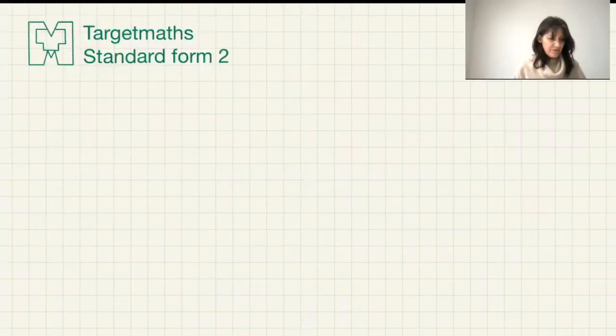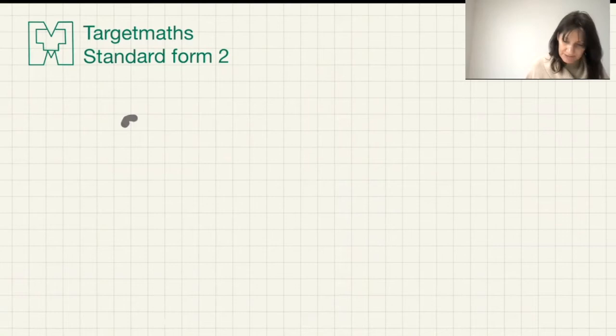So standard form. We're going to look at all 4 operations. So add, take away, multiply and divide. We're going to start with multiply. So let's take this question. There we go. So we've got 5.8 times 10 to the 4.